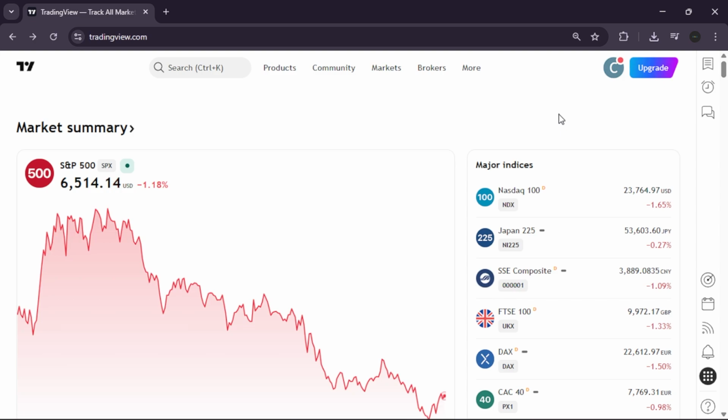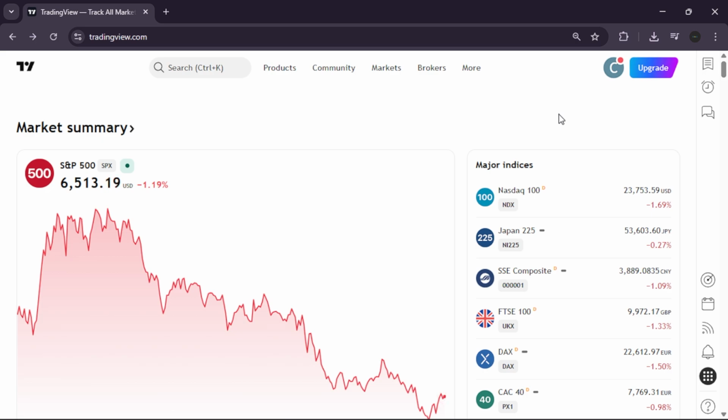Hey everyone, in this video I'm going to show you how to use the stock screener for swing trading in TradingView so you can filter through thousands of tickers and find high probability setups in 2026. Let's get into it. First, access the Professional Screener tool.